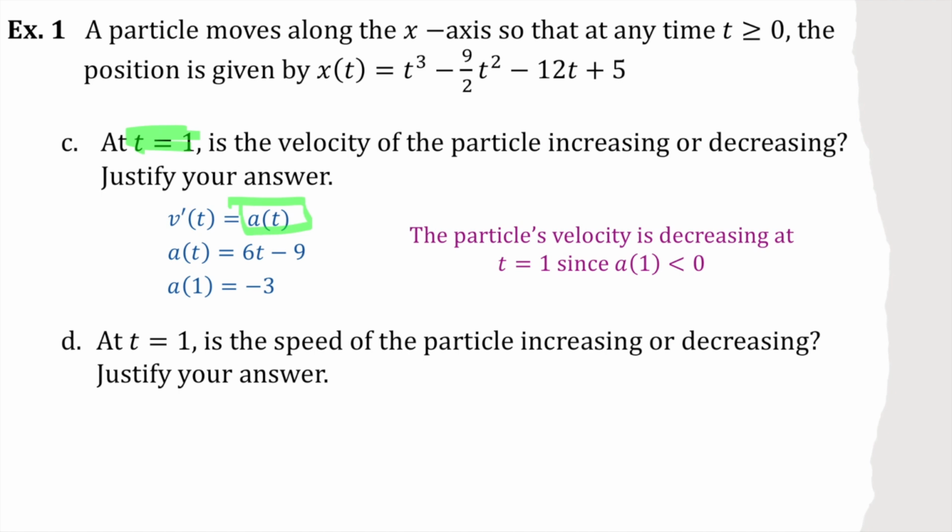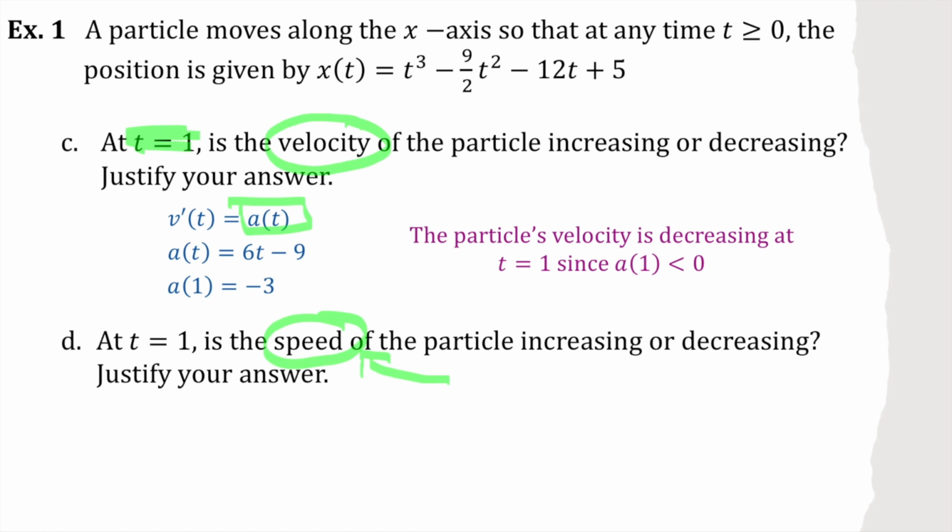Part D, still at t equals 1, is the speed of the particle increasing or decreasing? This is a little bit different. Part C asks if the velocity was increasing or decreasing. Part D asks if the speed is increasing or decreasing. What's the difference? D is asking, is it speeding up or slowing down?